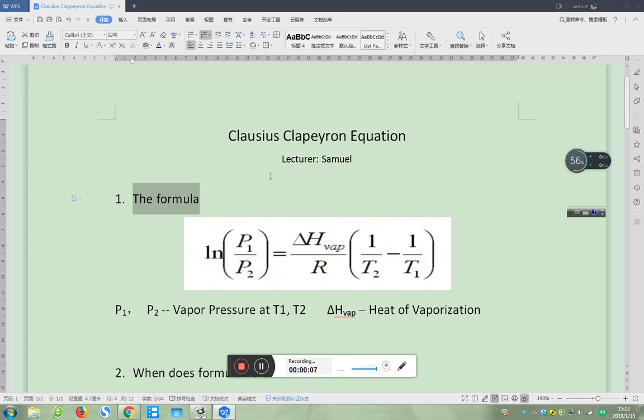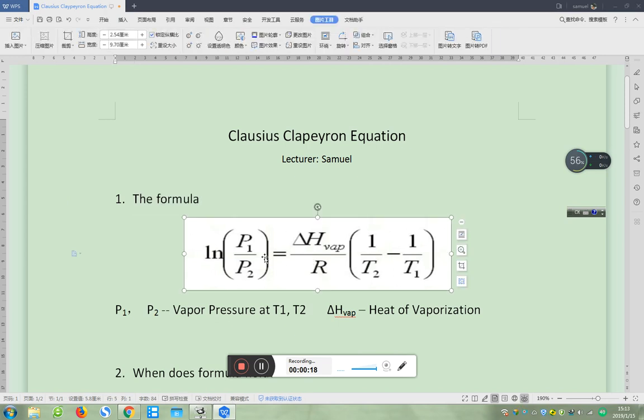Today I'm going to talk about the Clausius-Clapeyron equation in physical chemistry. And this is the equation I'm talking about, which relates the vapor pressures and the temperatures for boiling liquids.